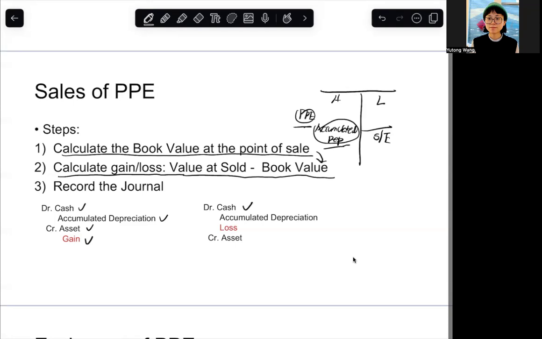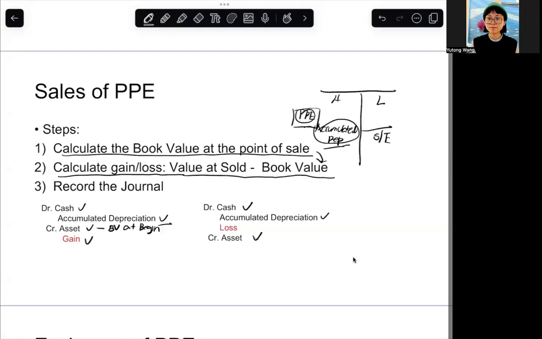You debit cash. Although you sell the PPE, sell the assets at a loss, you still get some cash, right? That's what we call sale. And the accumulated depreciation is the same amount here and here. And for the credit side, asset, it's the same. You want to remove the asset. The asset is the book value at the beginning. Okay, because it equals this amount.